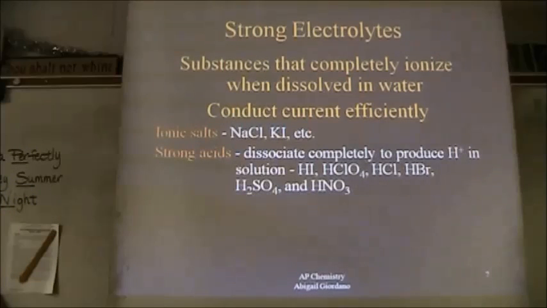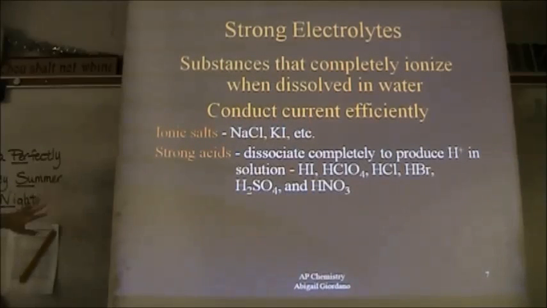I hate to be the bearer of bad news, but ladies and gentlemen, you just have to memorize those acids. And I've got a little memory trick here on the board. If you can remember this sentence, you can remember these 6 strong acids. Imagine a perfectly clear, breezy summer night. So I imagine hydroiodic. Perfectly perchloric.